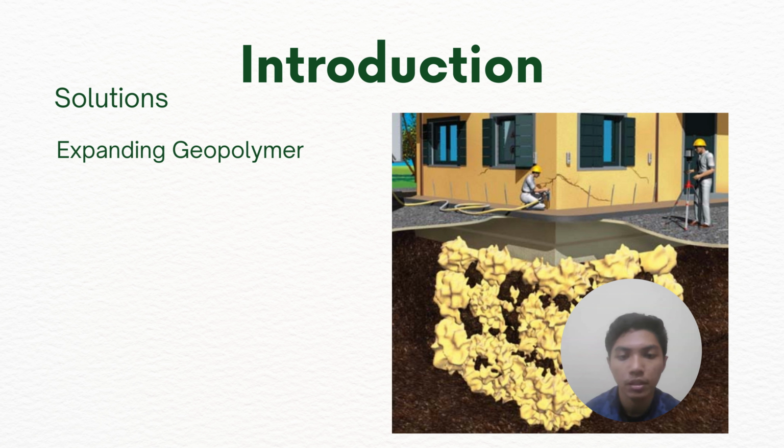Lastly, we have the expanding geopolymer solution, in which an engineer may inject geopolymer into the soil. After the engineer has injected the geopolymer, it will start to expand, so the soil will compact on itself. The geopolymer may expand at 10,000 Pascal of pressure and may make the soil 5 times stronger than the original strength. So that is the solution for the soil deformation problems.